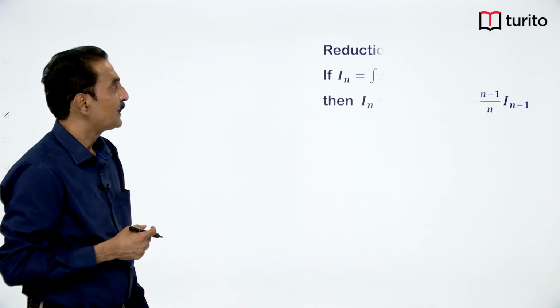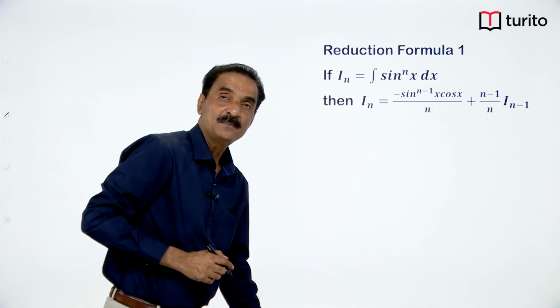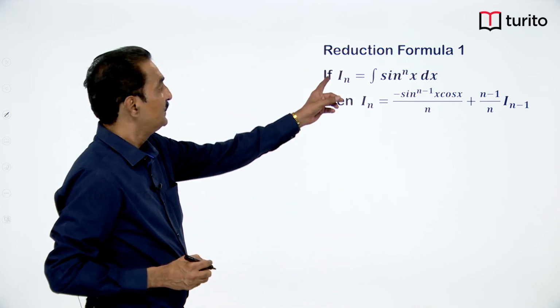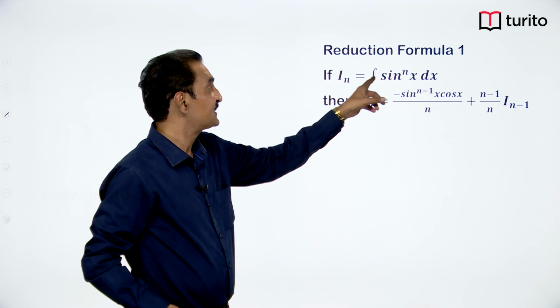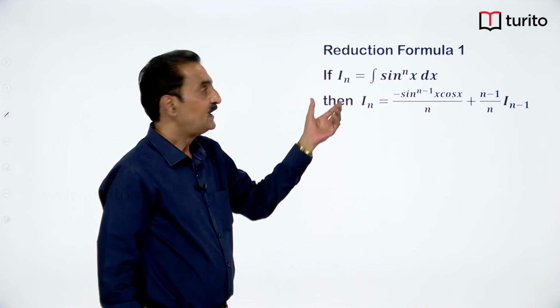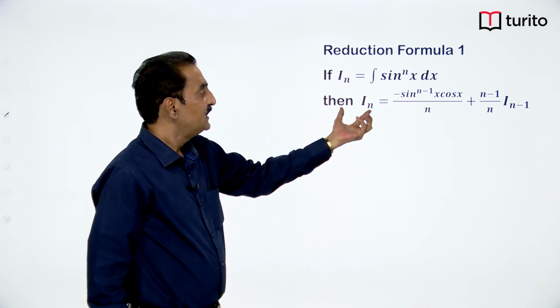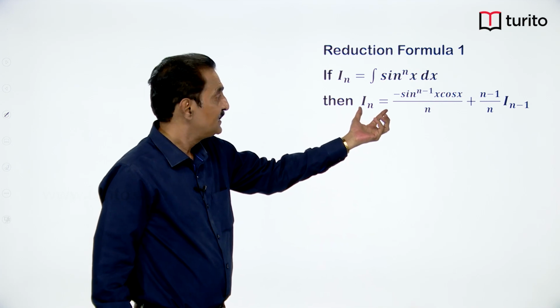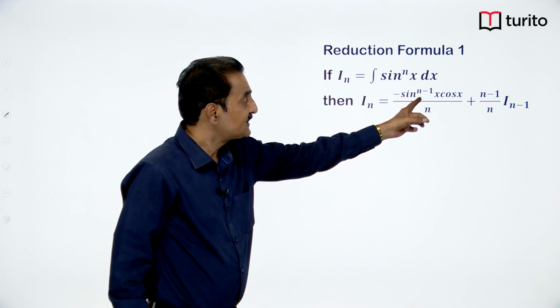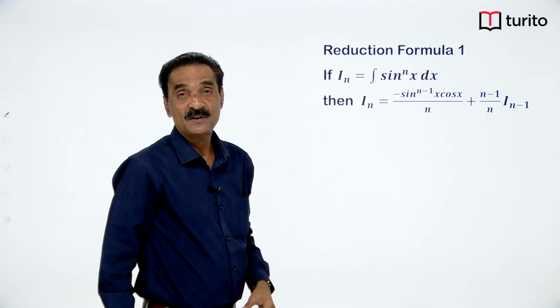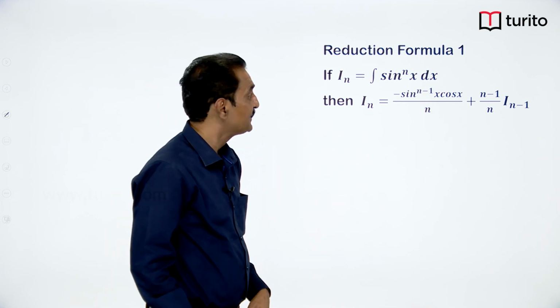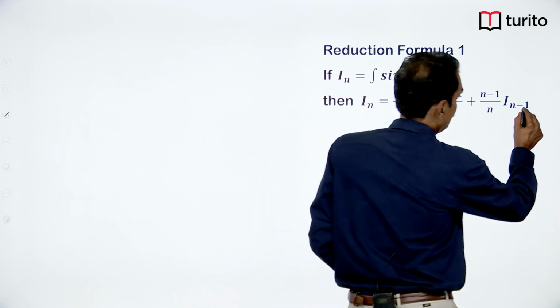Let us take up reduction formula 1. If you denote the integral of sin power n x dx by I n, then we can prove that I n is equal to minus sin power n minus 1 x cos x by n plus n minus 1 by n into I n minus 2.